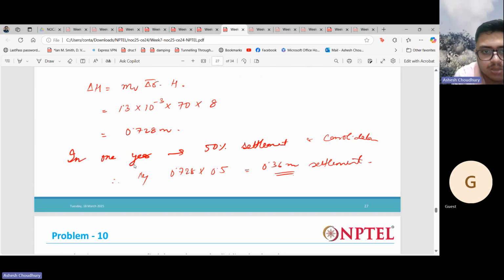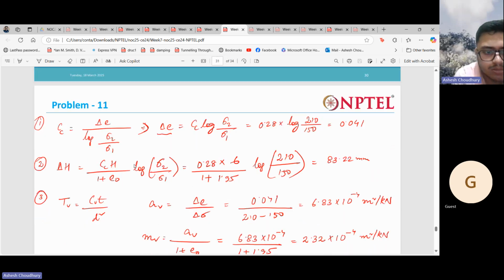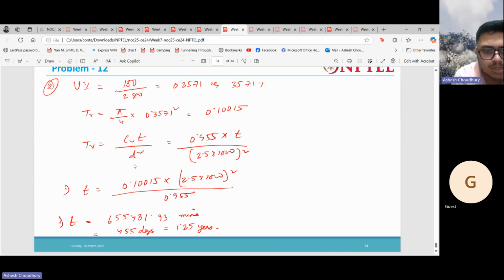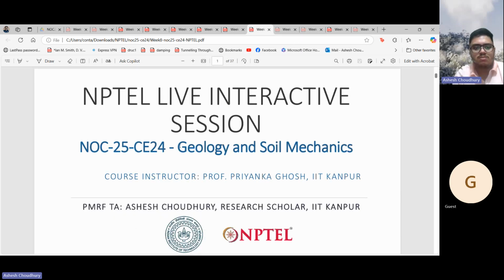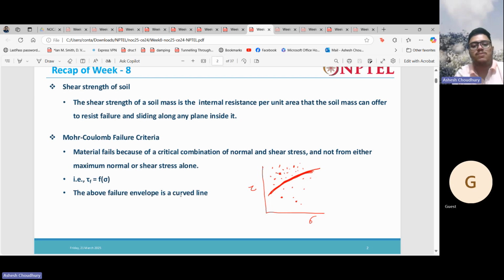Things we did. Cv calculation, all those things. Yeah, so see this, we don't have much time. Then we started the main topic of shear strength.